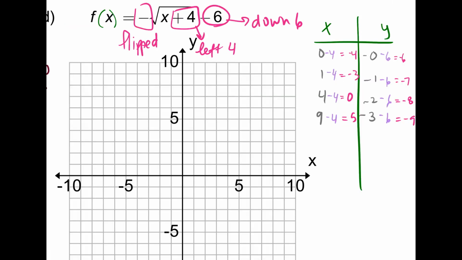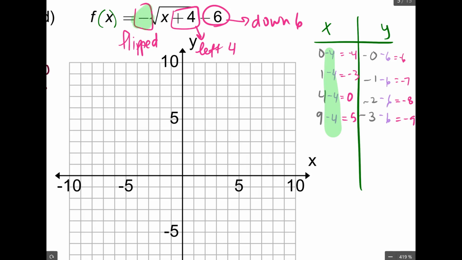So right away, we notice that the negative sign out front means it's flipped. The plus 4 means it goes to the left by 4, and the negative 6 means down 6. So I listed out all of my original parent functions in gray. Right, so when it says left by 4, well, that's x. X is left and right. So I went ahead, I subtracted 4 every single time to find my new x coordinates.